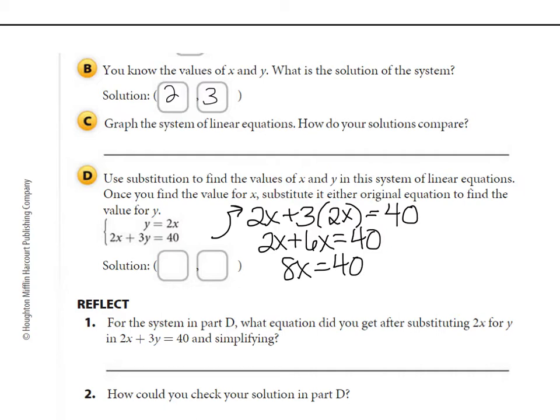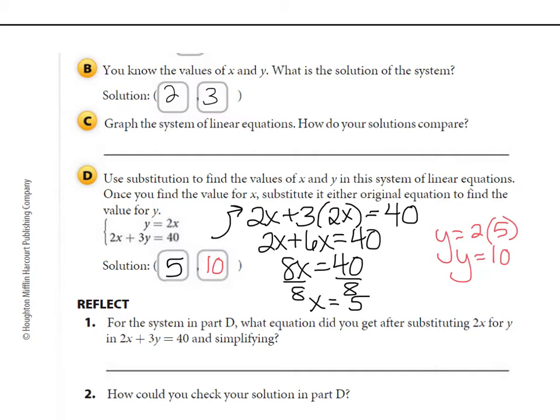To solve for x, we would divide both sides by 8. So x equals 5. Well, now I need to find what y is. Well, I know that at the beginning it told me that y was equal to 2 times x. Well, I now know what x is. So if I multiply that by 2, I know that y equals 10. And that's a basic substitution problem.